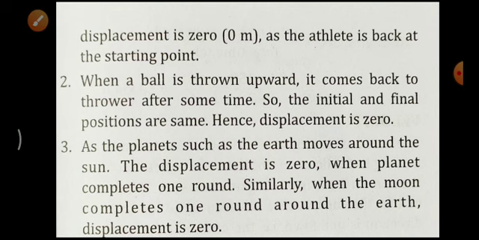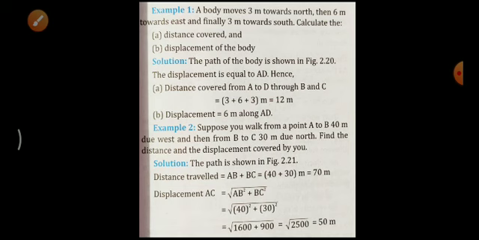Then two examples are given and the solutions are also given. Example 1: a body moves 3 meter towards north, then 6 meter towards east, and finally 3 meter towards south. Calculate the distance covered and displacement of the body. The path of the body is shown in the figure. You can go through your book, where one figure is given, or you can draw that one also. I am going to explain that one.